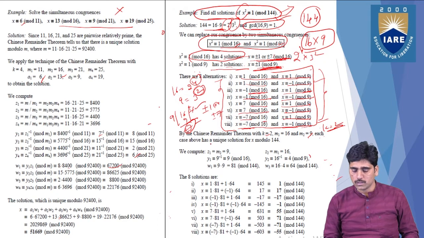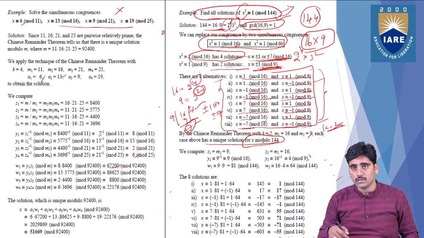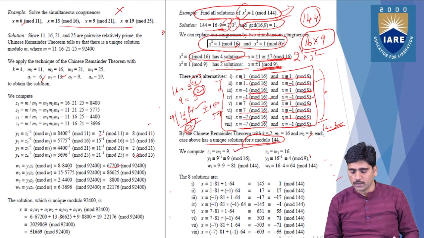So in this case, the above has a unique solution for x modulo 144. That is what we know here. We need to find the different solutions for this x modulo 144. So now we need to compute what? First of all, we need to define the z1 value. So z1 equals M by m1. M by m1 is nothing but m2, so m2 is 9 here. Similarly, we need to find the z2 value, and we need to find the y1 value and y2 value.